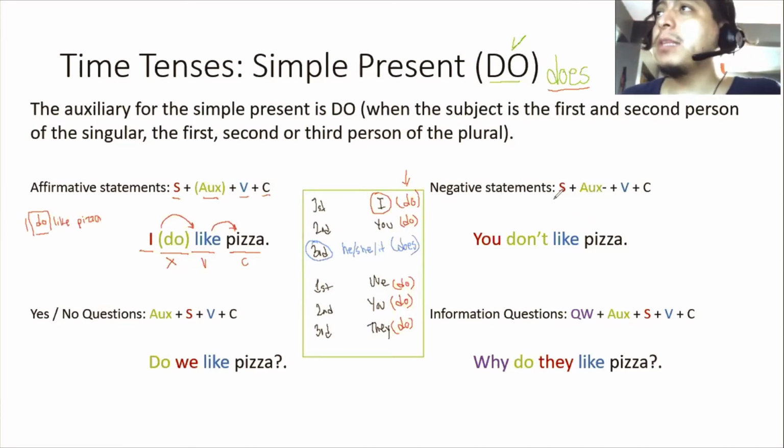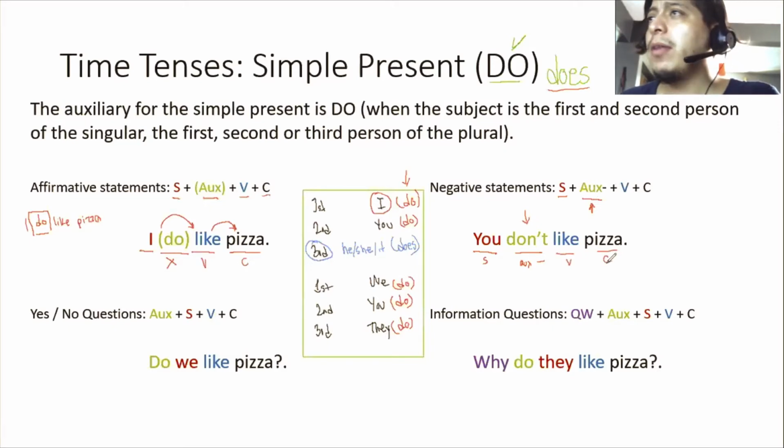Now, what happens if you have a negative statement? If you have a negative statement, remember the auxiliary is mandatory, it's not optional, it's not if you want. So you have the subject, and the auxiliary takes the negative. It is super important, it is mandatory, it is not optional. Then the verb and the complement, okay? You don't like pizza. Are you good? You like pizza, you don't like pizza.